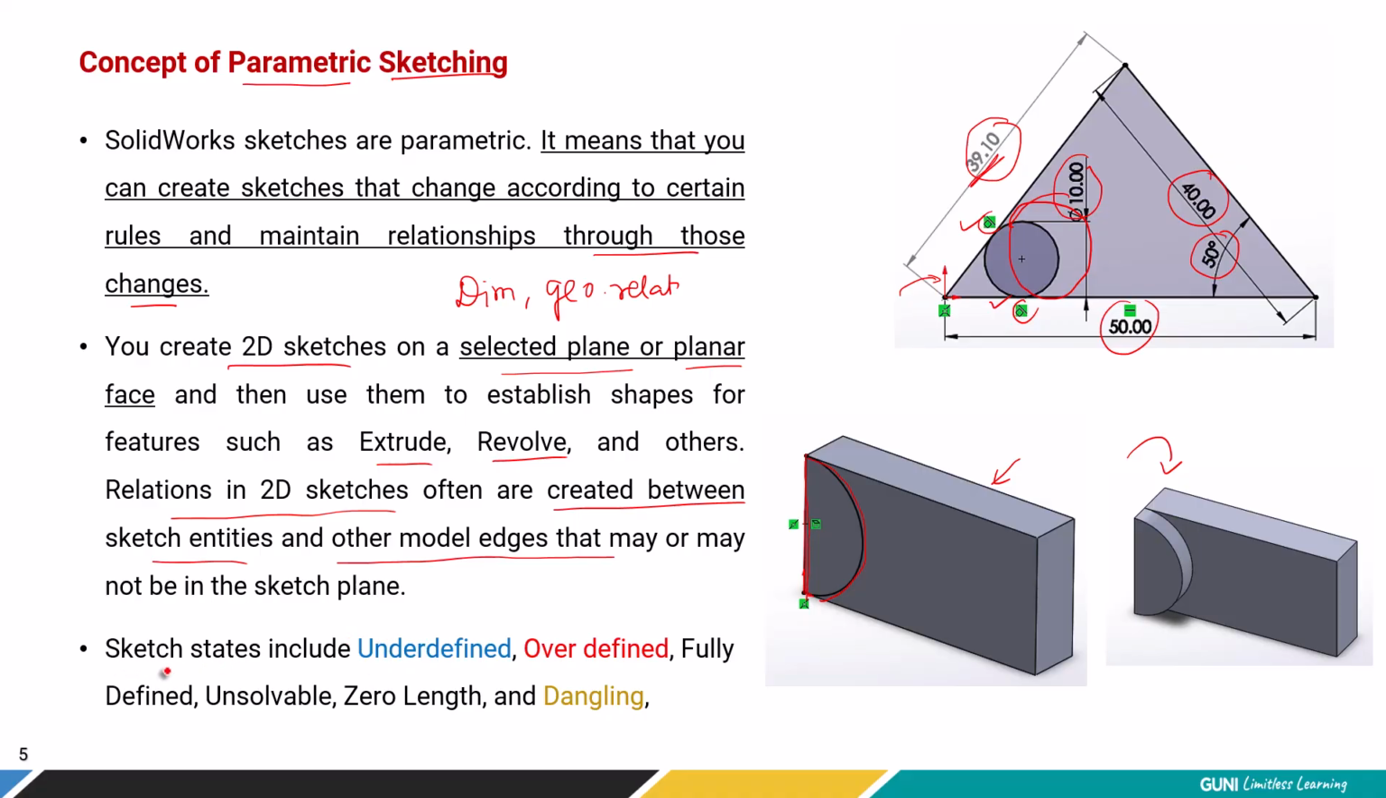Now sketches have states. A sketch can be underdefined, overdefined, or fully defined, or it can be unsolvable, zero length, or dangling. Probably we have to deal with underdefined, overdefined and fully defined sketches. These three things are very important.